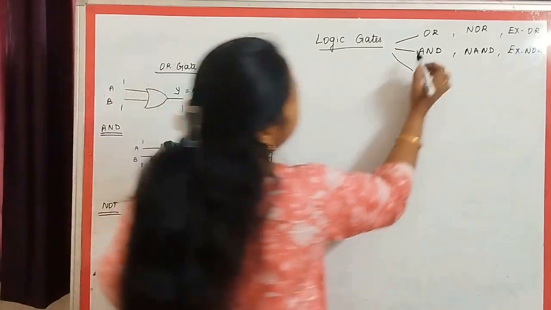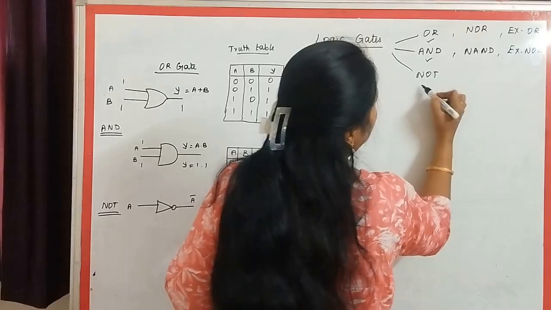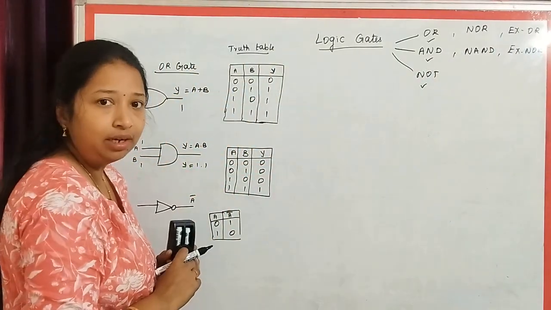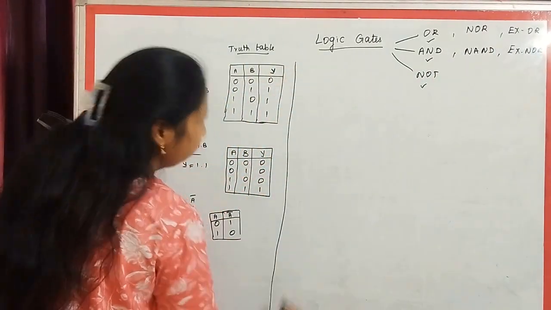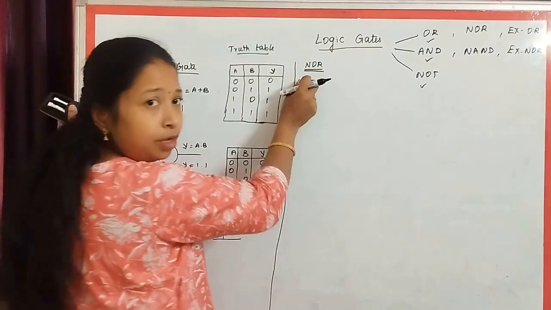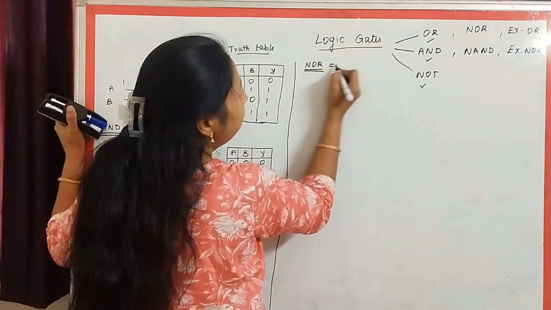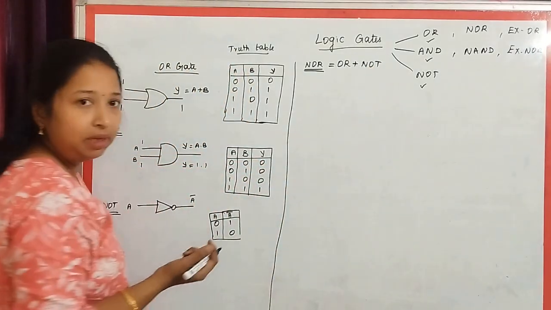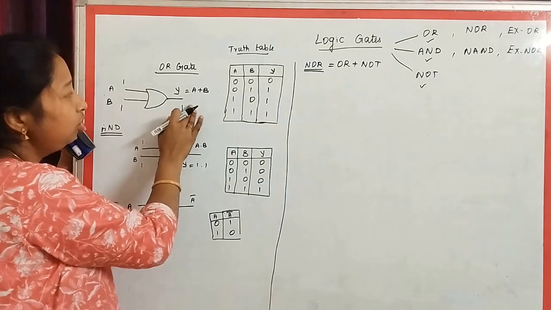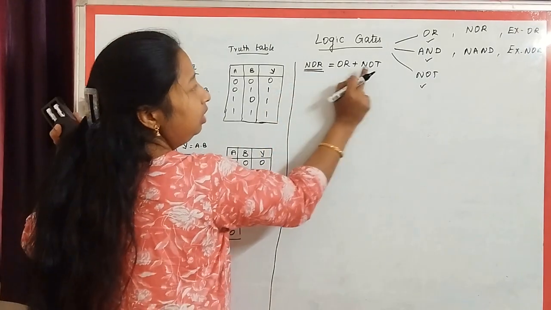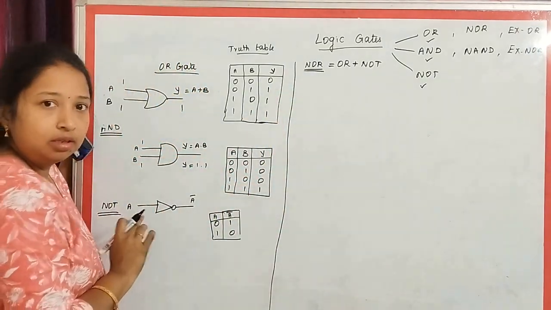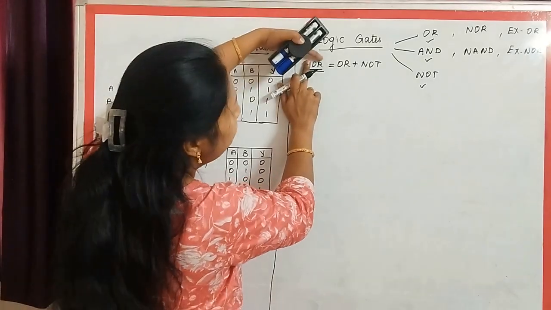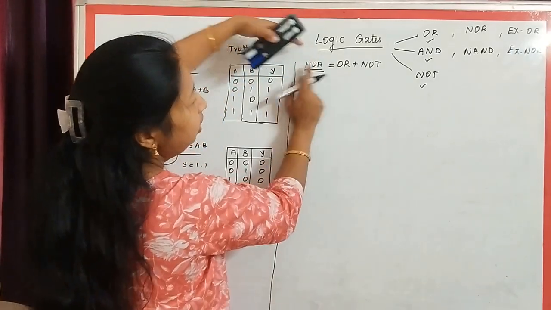Now, we are done with AND gate, OR gate and NOT gate. Now let's see NOR gate. Fine. What do you mean by NOR gate? NOR gate meaning it is OR plus NOT. What does it mean? You're going to complement your OR gate. N meaning NOT. Fine. This OR gate you're going to complement with the NOT gate.